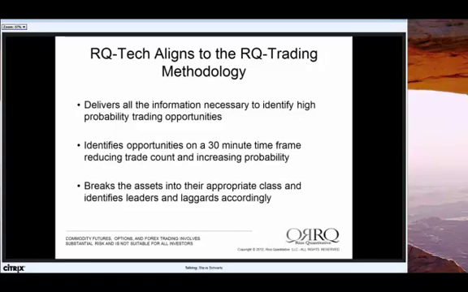Now you have something almost like an MRI, looking at the market deeper, looking at the momentum deeper. So it enables us to identify the opportunities. And I will tell you, on the 30-minute time frame, if you're not using that navigator setting in RQTech, you need to.